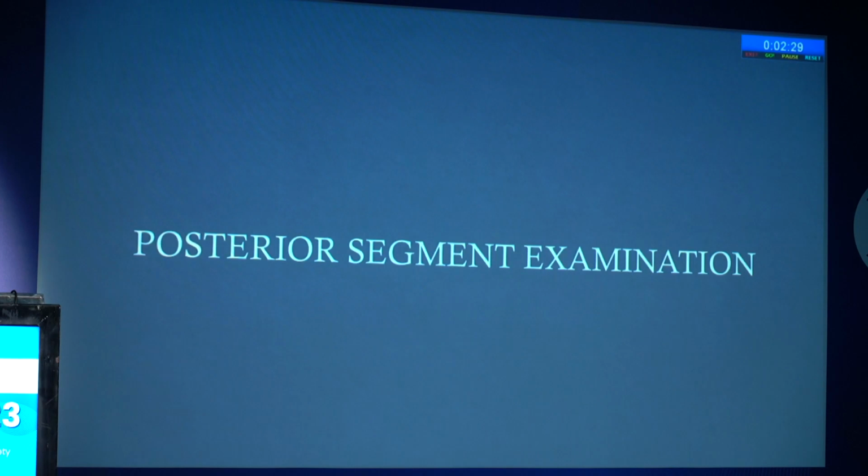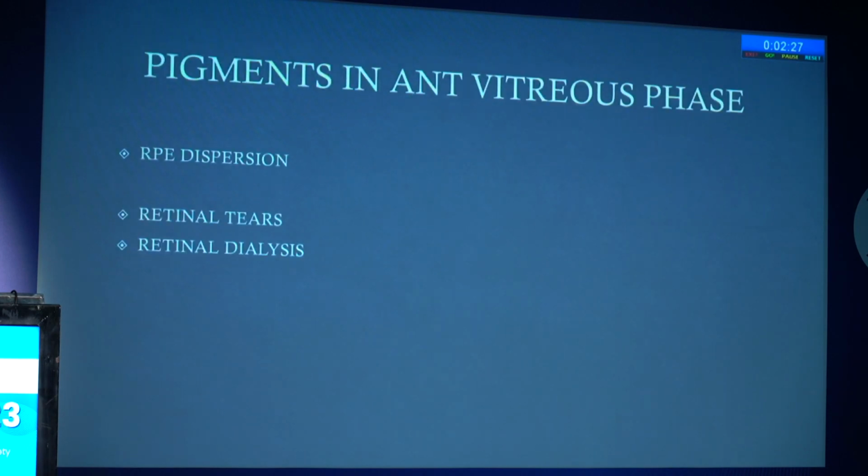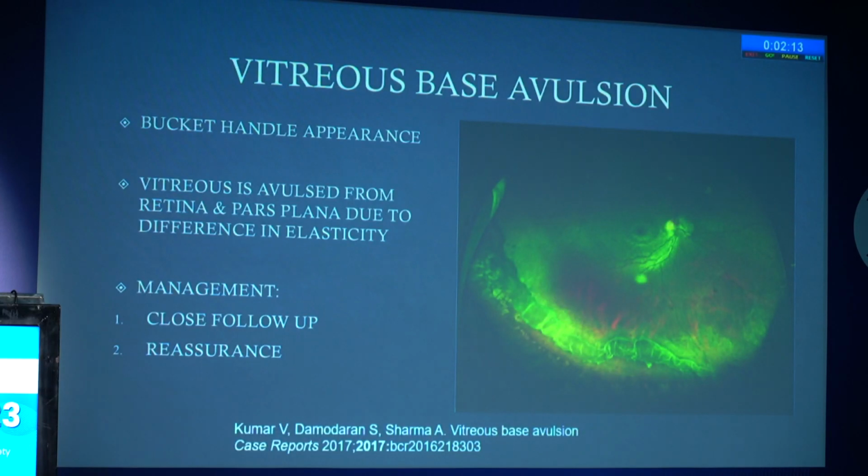Posterior segment examination. What do I do? Look at the anterior vitreous. Don't forget, it's a very, very important thing that you always should look for, because if there are pigments in the anterior vitreous, it could be RPE dispersed, and the reason could be a dialysis or a tear. A beautiful description by Dr. Vinod Kumar and colleagues shows a bucket handle appearance of the vitreous. This is the vitreous, this is not retina. This is vitreous which has been avulsed at the base, and this happens because it is completely detached from the ora and the pars plana area. This just requires close follow-up.